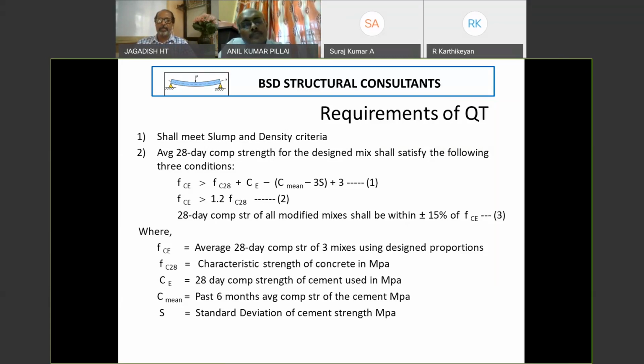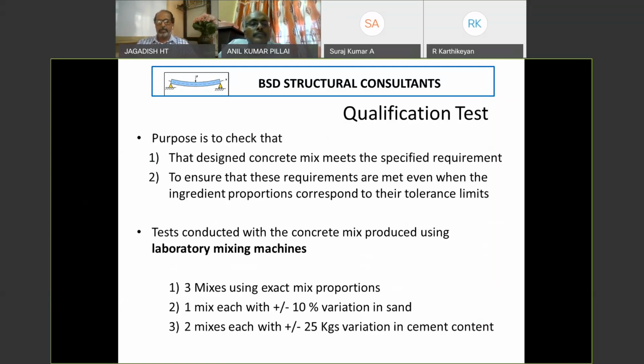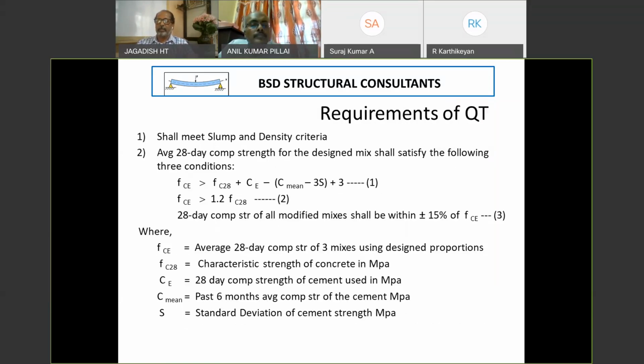Second, FCE should be greater than 1.2 times FCK. Third, 28-day compressive strength of modified mixes. Now, FCE was on the exact mix proportion. Now, let us come to the modified mix. This we talked about, the variation of sand and cement. So these modified mixes shall be within plus or minus 15% of FCE. So these are the 3 criteria that we need to meet for the mix design which we have already devised as per IS code. And all this is in laboratory condition, laboratory test, laboratory mixing machines, and done in the laboratory.